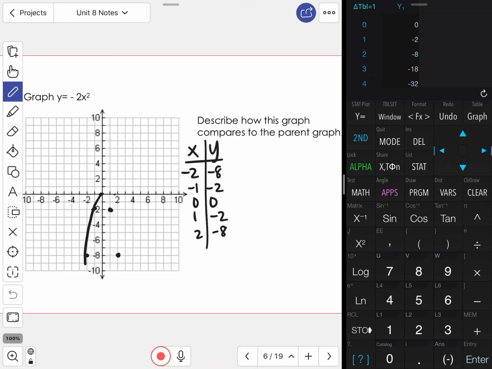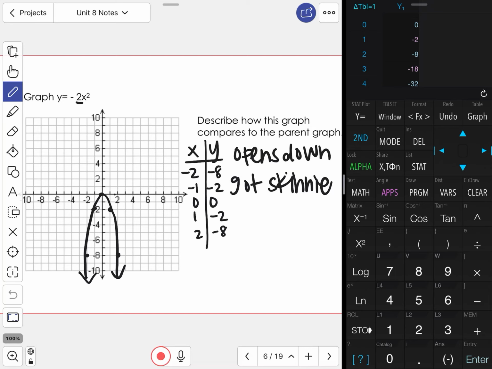Okay, once you got them all graphed, connect your dots. And so we can now see that it's opening down. And it's skinnier. Remember that 2 made it skinnier compared to our original parent function. So that negative flips our graph upside down, and the 2 makes it skinnier.